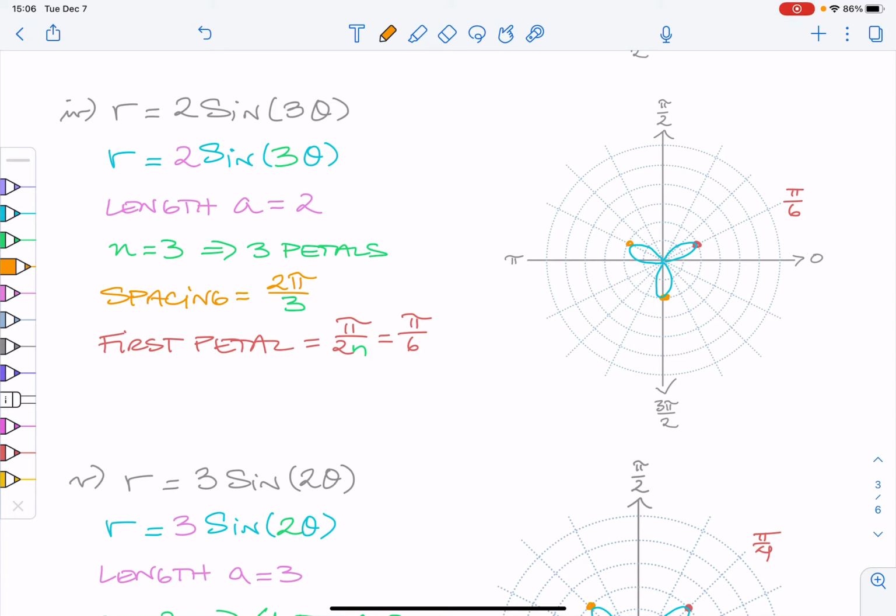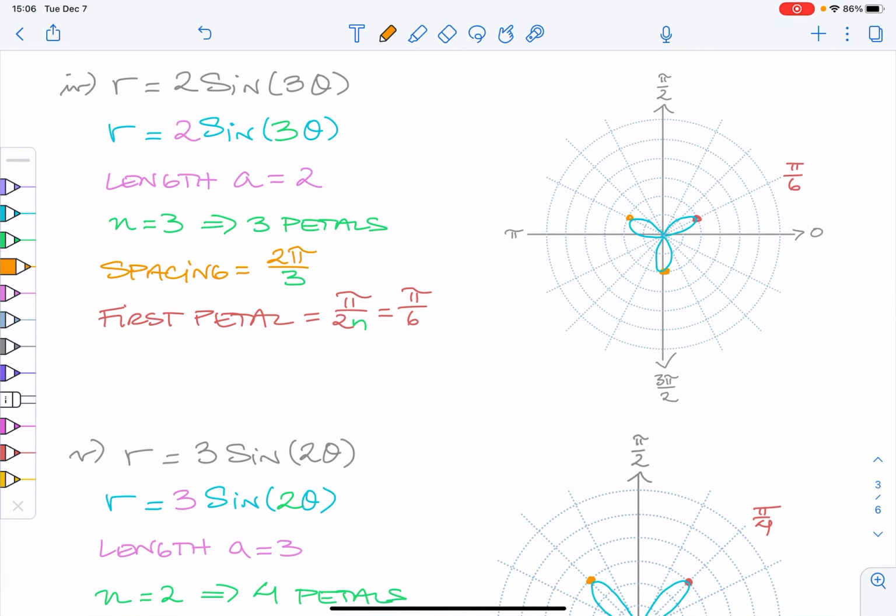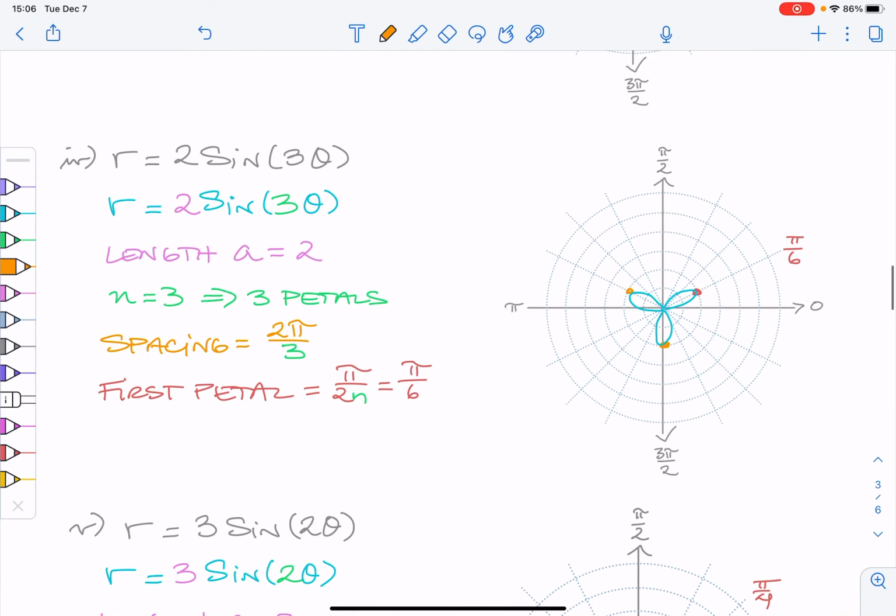Sorry, 30. Holy moly, this is 30. I'm like, what's going on? That doesn't make sense. Okay, so 120 away from 30 is 150. Another 120 puts me at 270, or 3 pi over 2. So we have a trefoil, or 3-leaved rose.